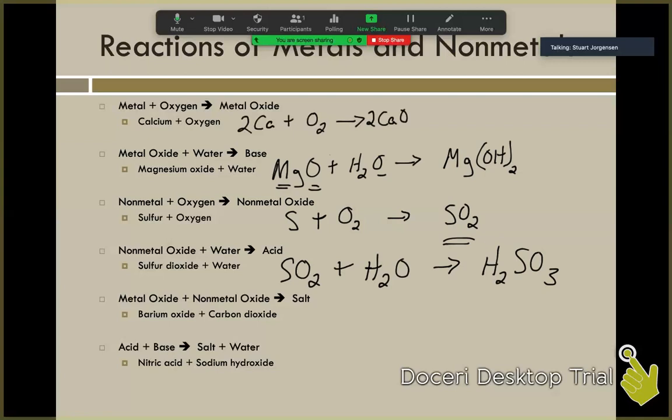Cool. If we take a metal oxide and a non-metal oxide, we end up with the salts. Oftentimes these would be in solution. If they were in solution, it's actually an acid plus a base, which makes salt and water. These last two are very, very similar to one another.